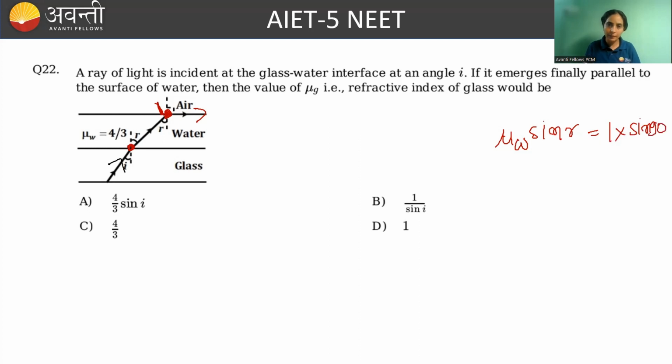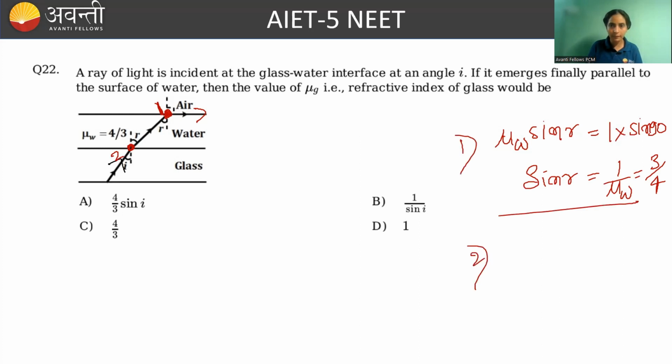You write sin 90 here. What value are you going to get for sin r? sin r will be 1 by μw, and μw is 4/3, so this is 3/4. Now we have the value of sin r. Now apply Snell's law at surface 2. Here you will write sin i. So μglass sin i will be equal to μwater sin r.